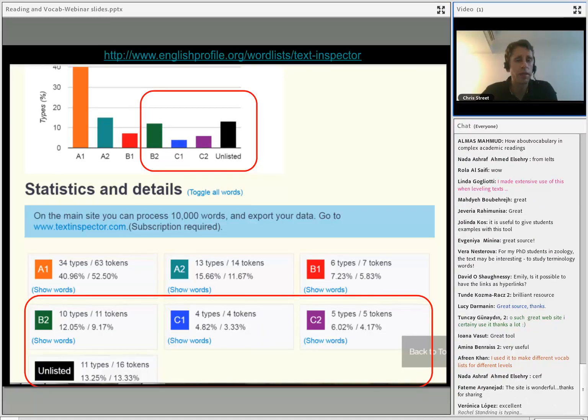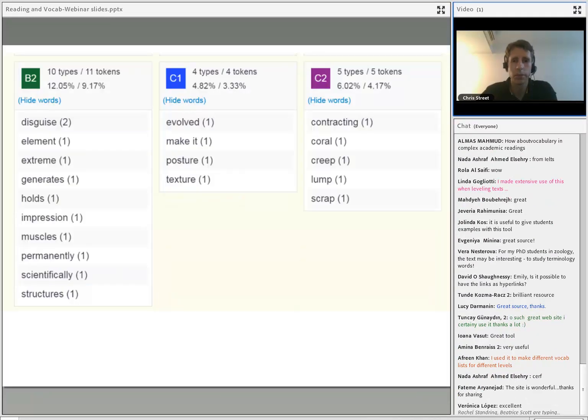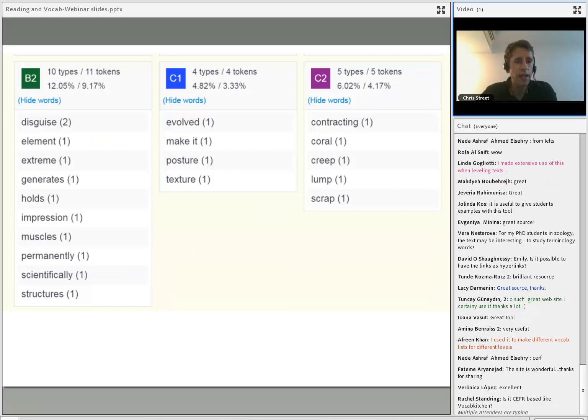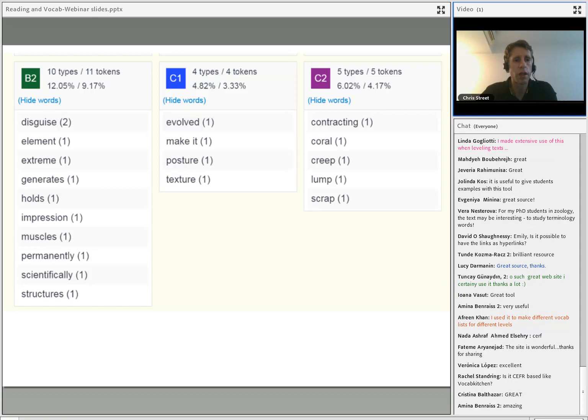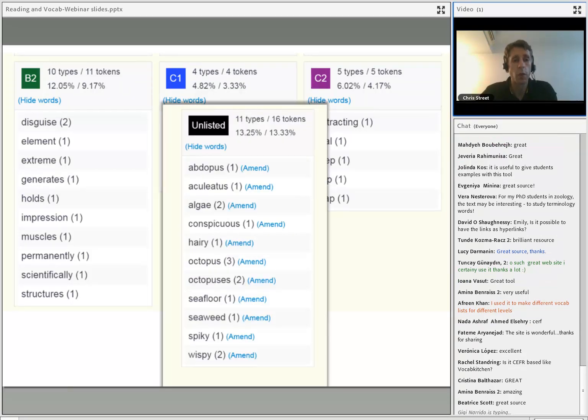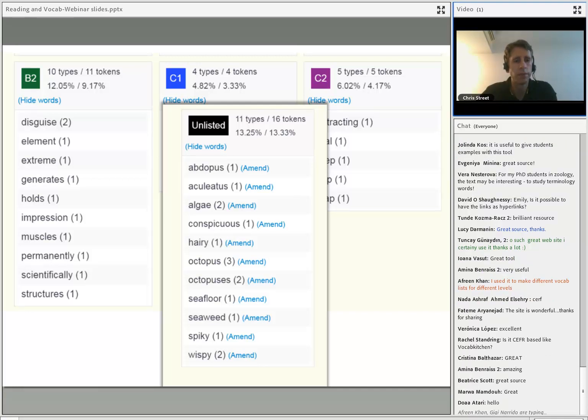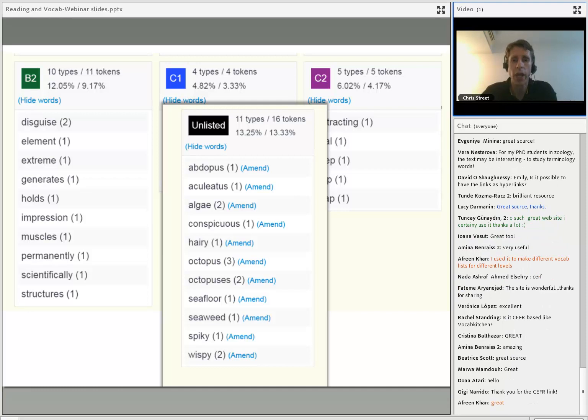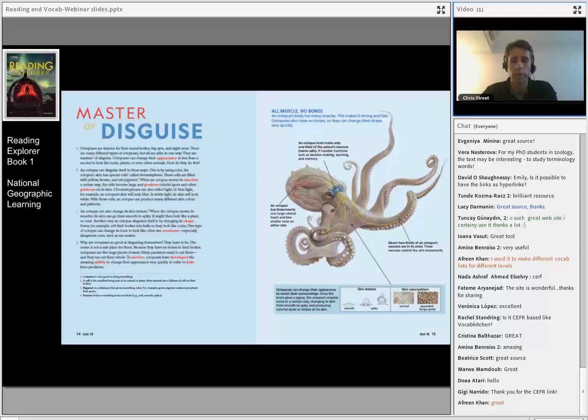So this is a really fantastic website. And you can look in detail exactly at what these words are. So it will pick out what the B2 words were, what the C1 words were, what the C2 words were, and what the unlisted words were as well. And knowing this is really useful when you're grading the passage. And also when selecting target vocabulary, which we'll look at a bit later on.